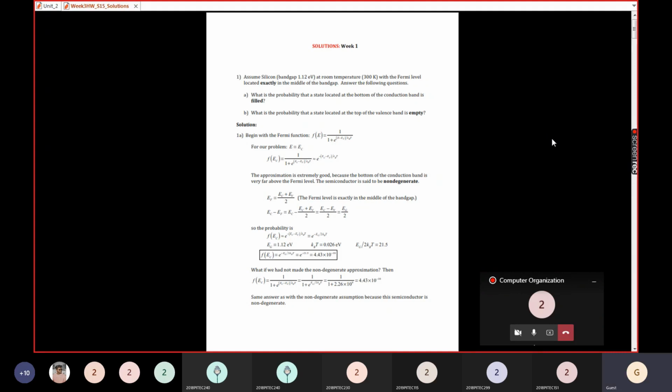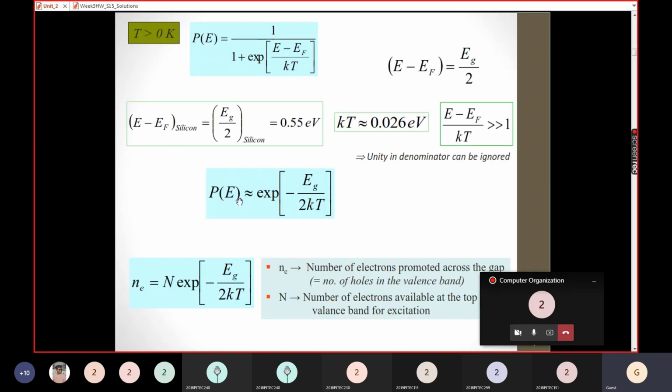But suppose they have not given this EG, then you have to check what material they have given. Material in the sense either it may be germanium or silicon. So first we will see for silicon here. You can directly solve the value of E minus EF by using the formula Eg by 2, and the value for Eg by 2 for silicon, only for silicon.